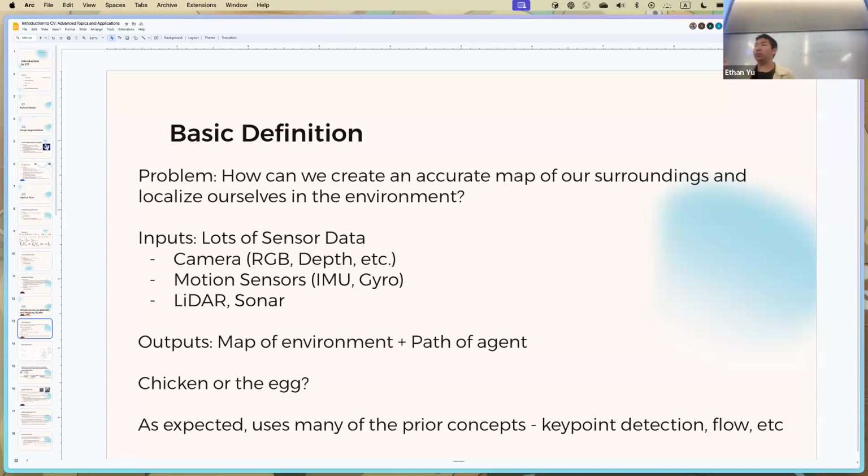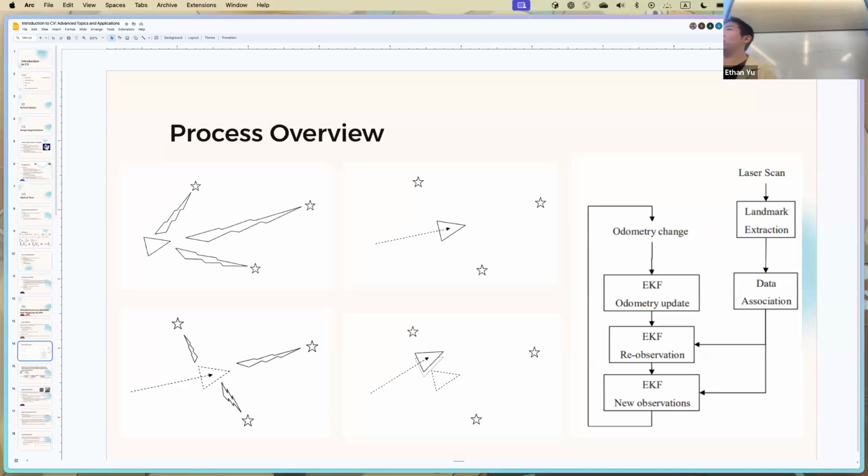The problem with SLAM is that you have this chicken or the egg problem. In order to localize ourselves, we need to know the environment, but in order to know the environment accurately, we need to localize ourselves. So that's a problem we're going to have to address. And there are many things you'll see that are repeated, specifically for the type of SLAM we'll be doing, which is called ORB SLAM, but I'll get into that later.